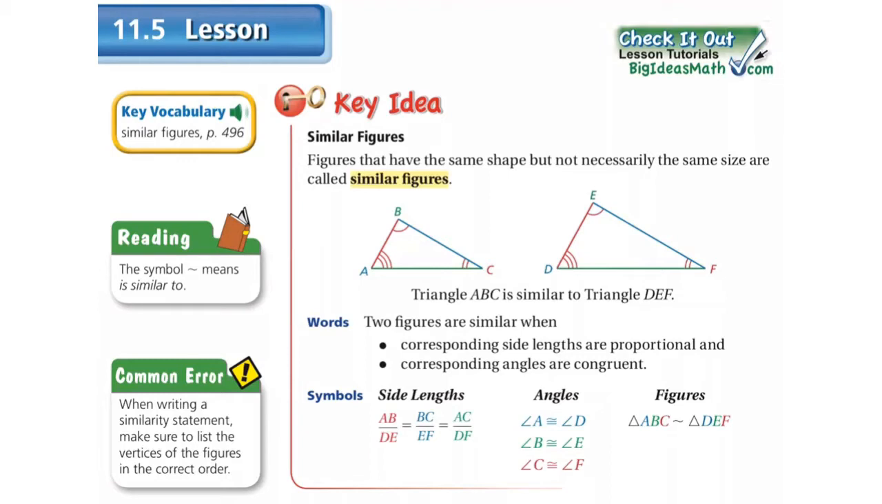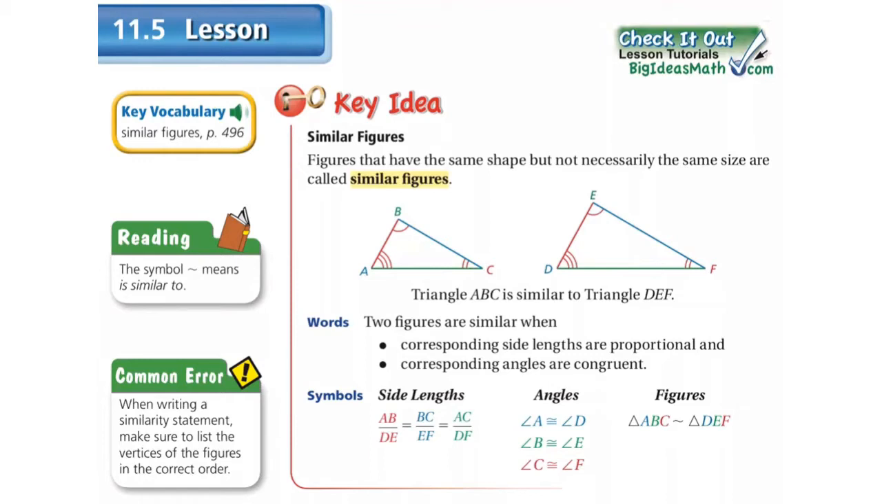So two figures are similar when corresponding side lengths are proportional and corresponding angles are congruent. And then it's got some symbols there, and it shows AB over DE, that's a ratio, equals BC over EF. So now we've made a proportion because we have two ratios set equal to each other, and that also equals AC over DF. The side lengths are proportional.